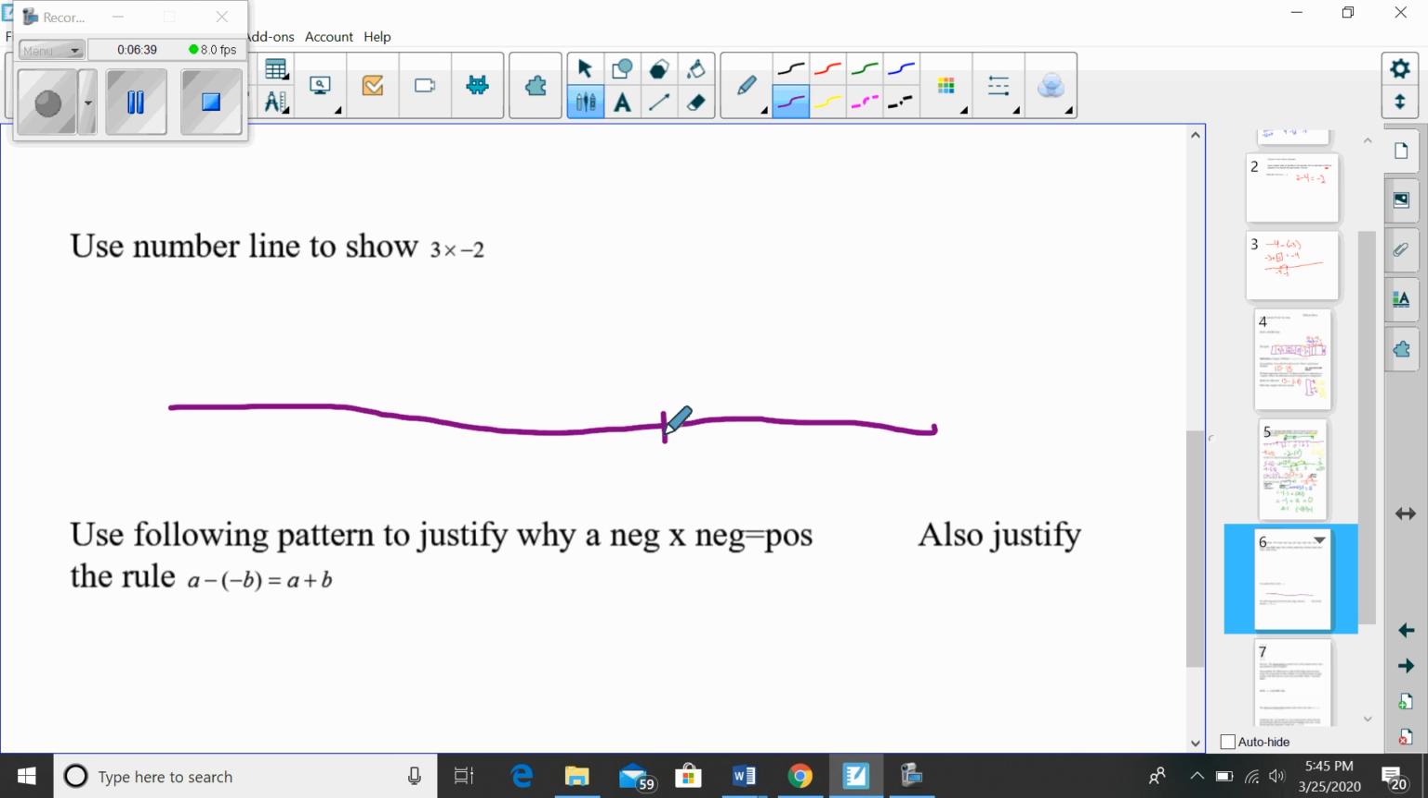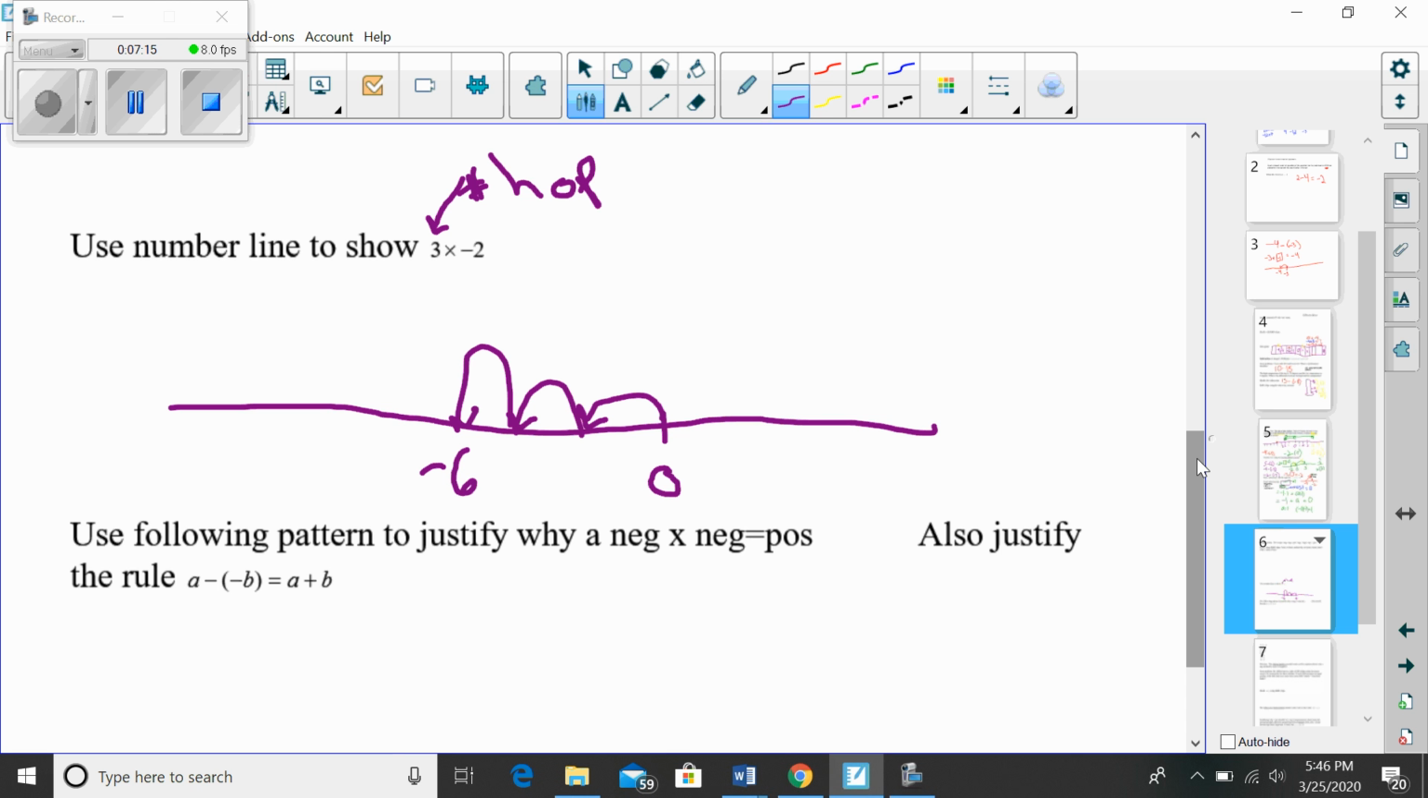So what this means, 3, remember when we were doing these with whole numbers? 3 tells me the number of hops, right? So we were doing these with whole numbers back in the last chapter. So this tells me hop -2 3 times, right? So hop -2, hop -2, hop -2, here I am at -6. All right, so that's how I can use a number line to model multiplication with a positive and a negative.